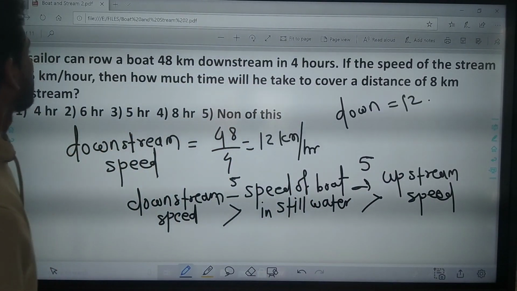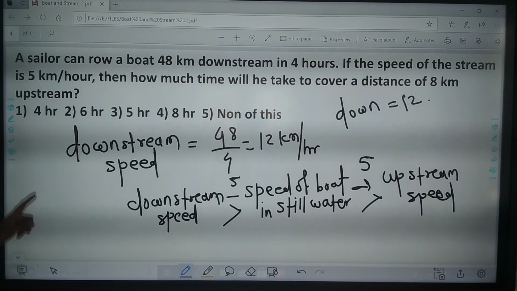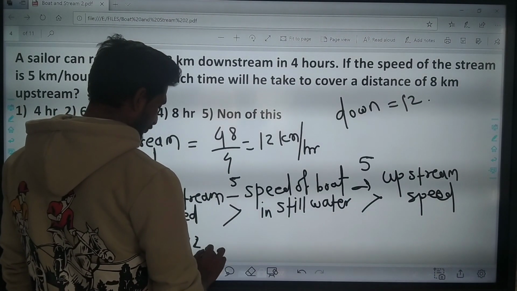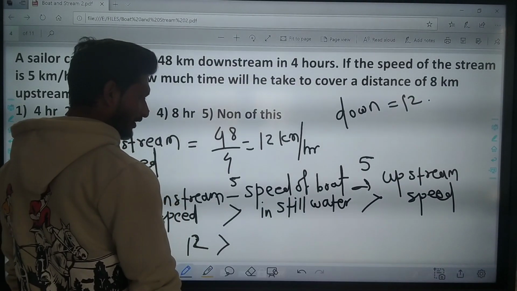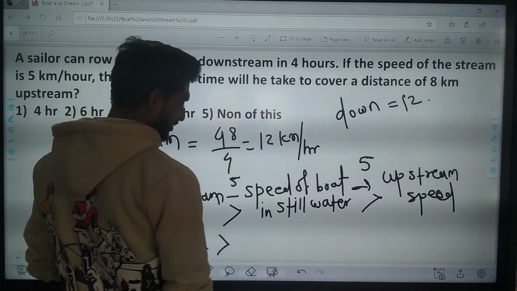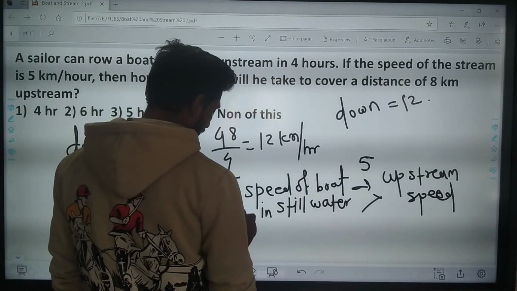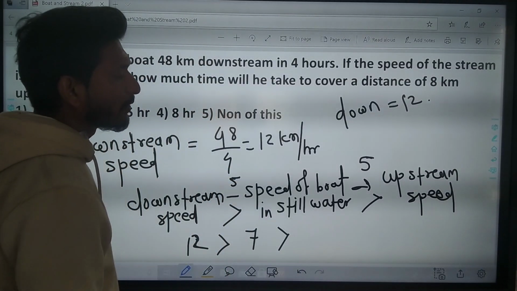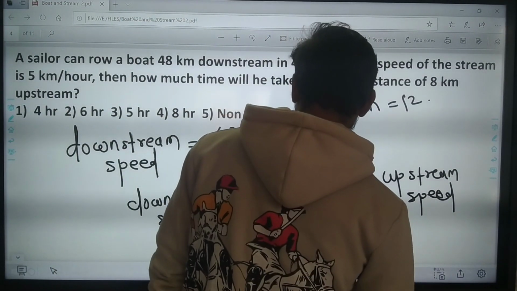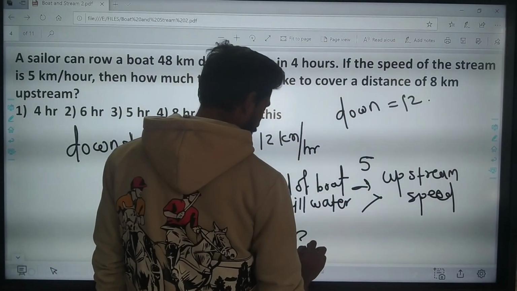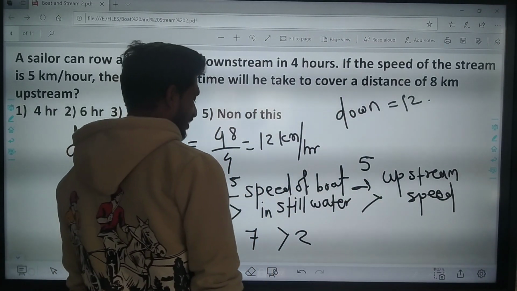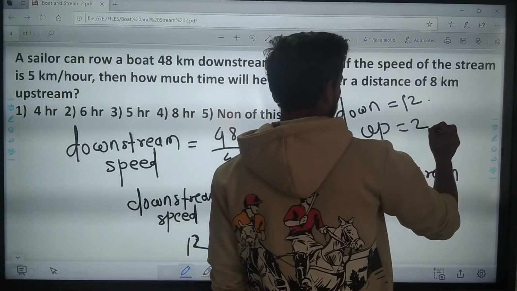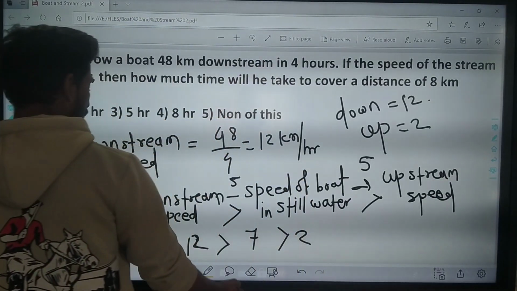Now here, firstly, the downstream speed is 12. Then the speed of the boat in still water is 12 minus 5, which is 7. And the speed of the boat upstream is 7 minus 5, which is 2. So the upstream speed is 2.